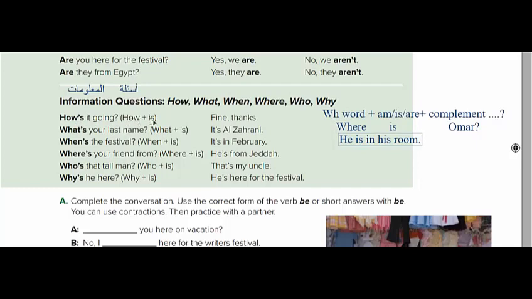How is it going? كيف الأمور؟ كيف الأحوال؟ Fine, thanks. What's? ما هذه is? هذه abbreviation, short form of is. What is your last name? ما اسمك الأخير؟ It's الزهراني. When is the festival? متى المهرجان. It's in February. When? February. Time. زمان. وقت. نعم.